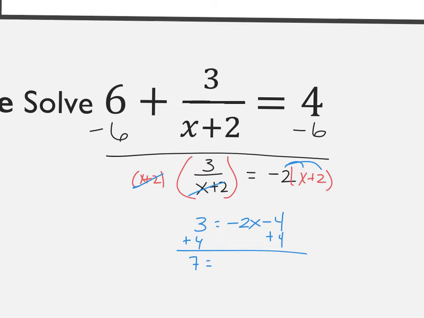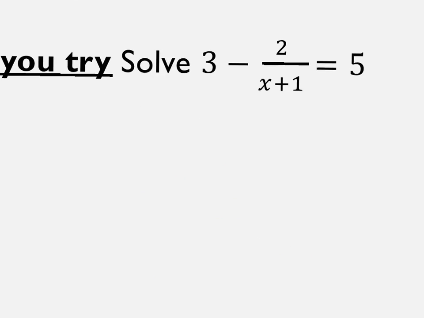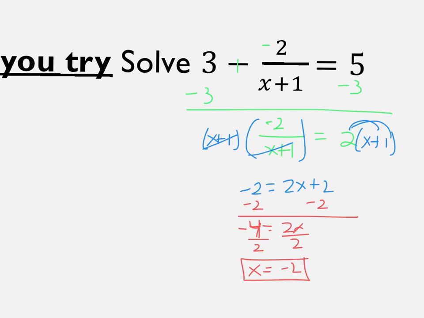So 7 equals negative 2x, and x will equal negative 7 over 2, which if you plug it into your original, it will not give you 0 in the bottom of the function, so you are good. I want you to take a minute and try the example you try. Hopefully for this problem, you did get x to equal negative 2.